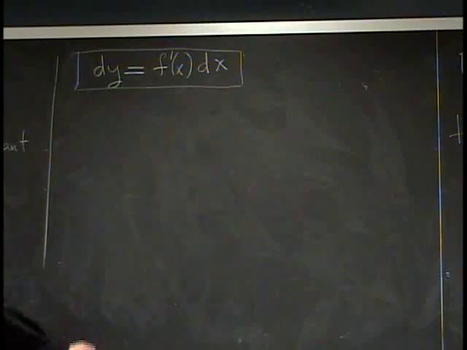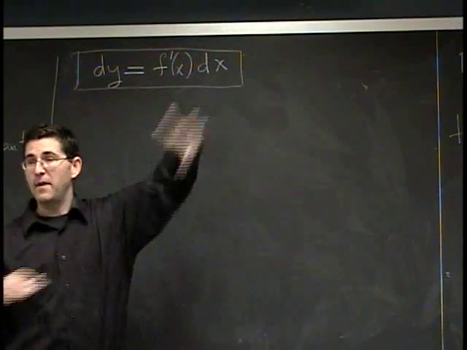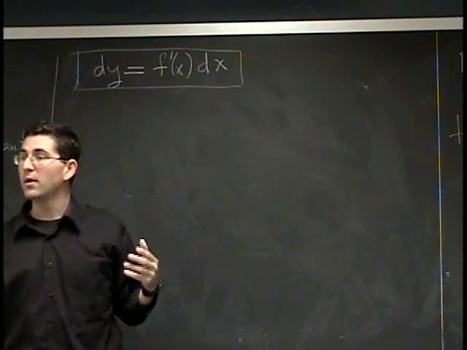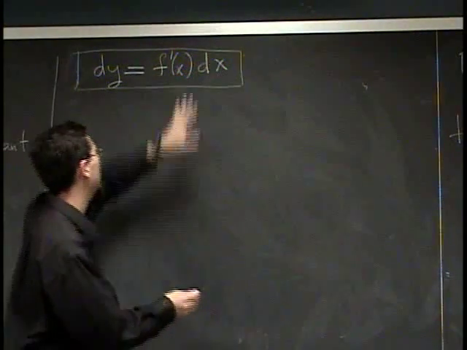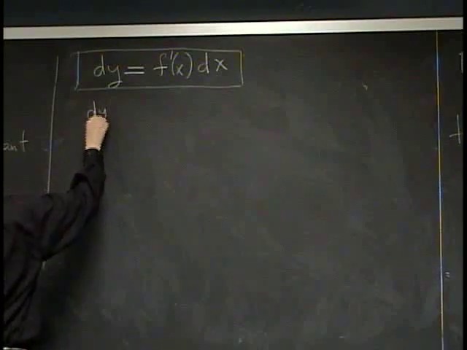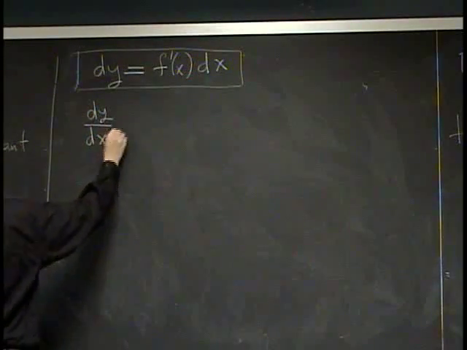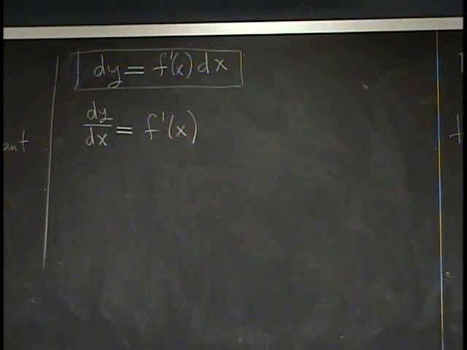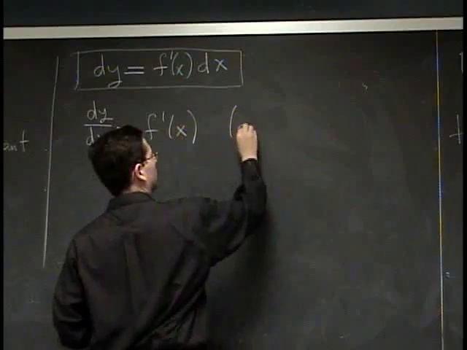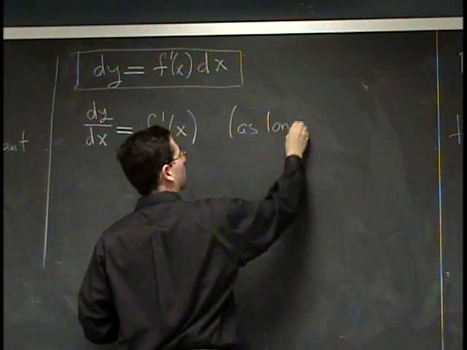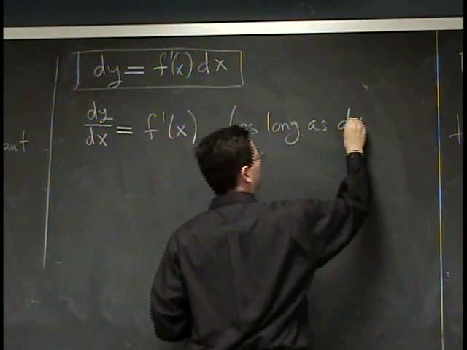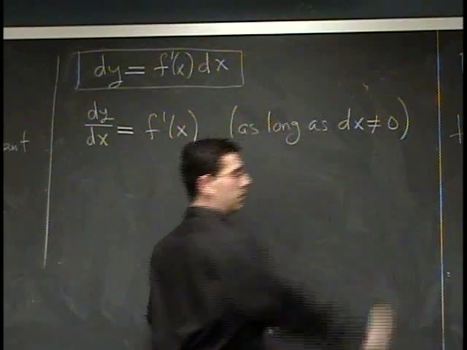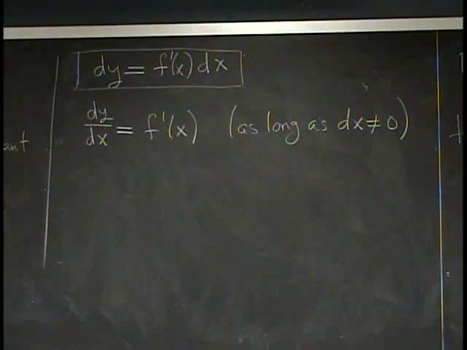As a corollary, of course, these are variables. I can divide variables as long as they're not 0. So as long as dx is not 0, I can divide by it. And then I get dy divided by dx equals the derivative of x, as long as dx is not 0.